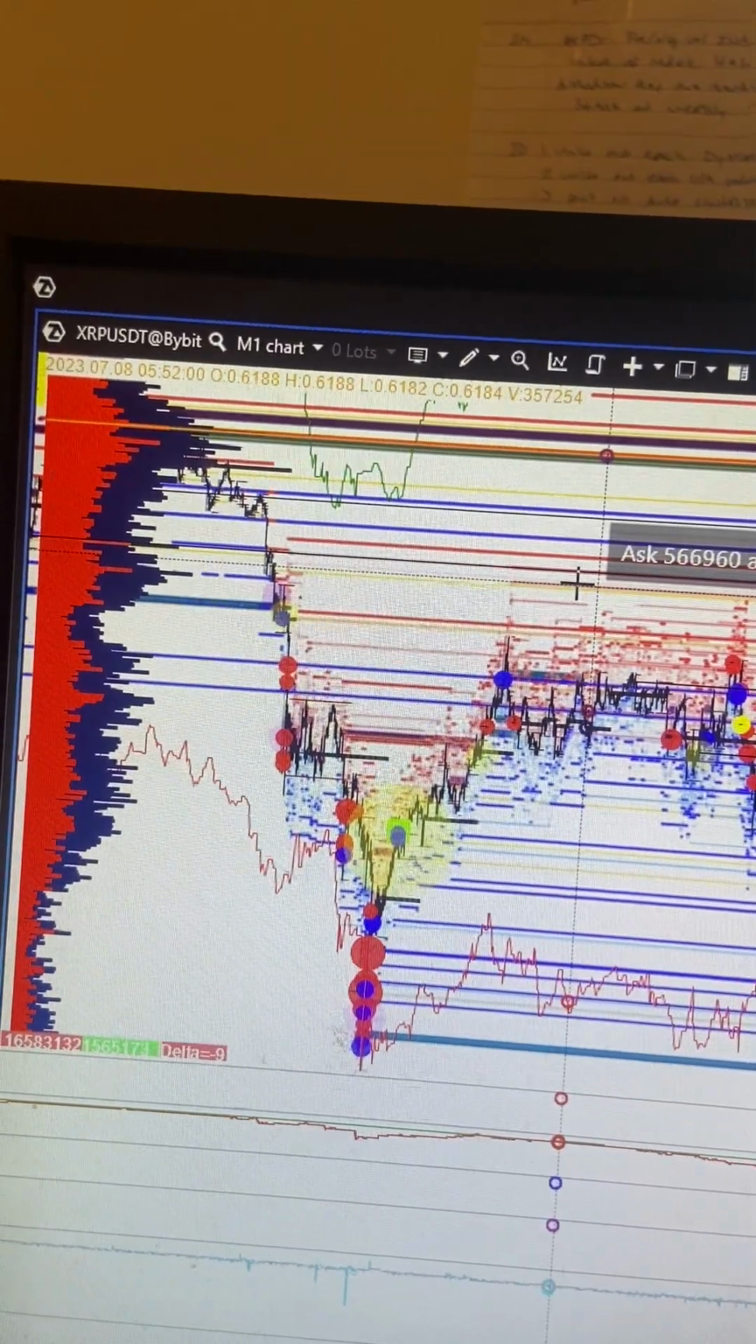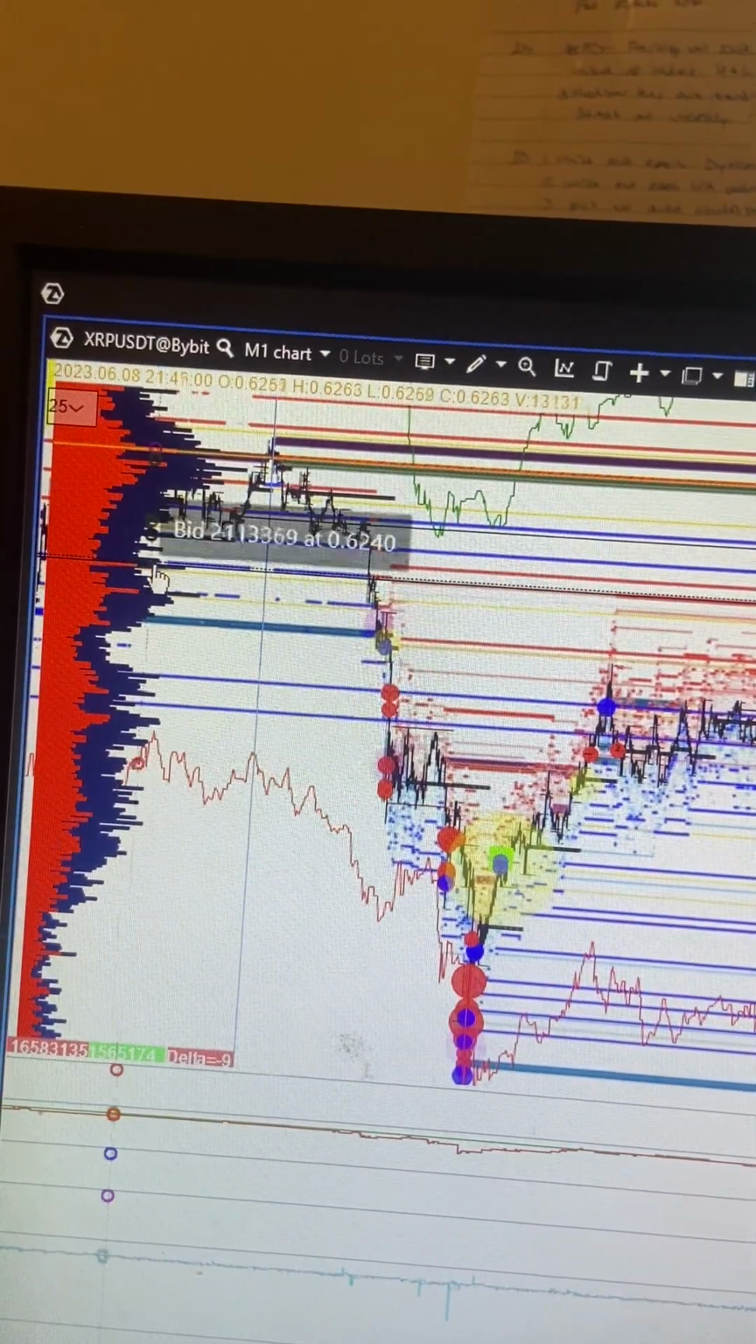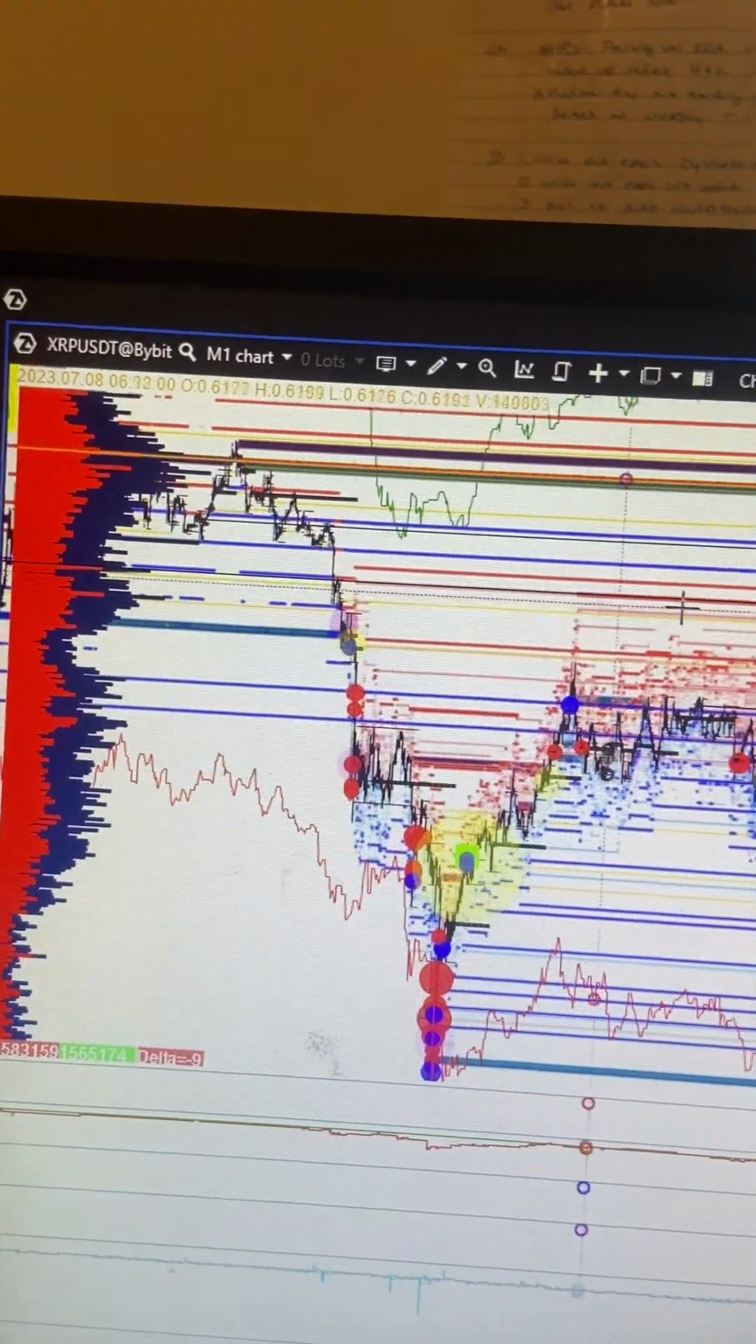And then there's your sell liquidity. Buy liquidity. Long node. Sell liquidity. POC. Look at that rejection.